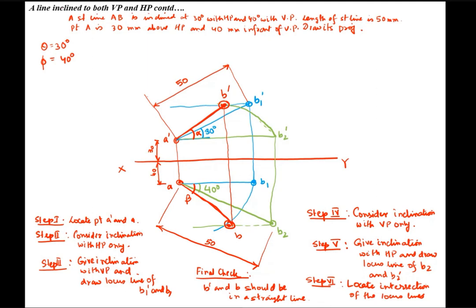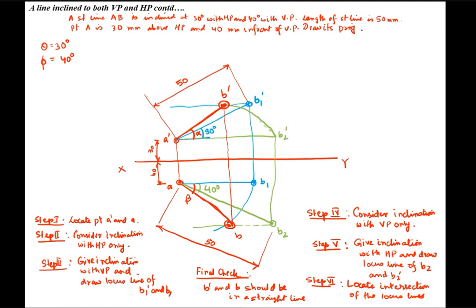Any questions? Yes. Sir, B dash will be perpendicular to XY. Which one? BB dash. BB dash, obviously it will be perpendicular to XY line. Of course, that is a projection line. AA dash will be perpendicular to XY line.